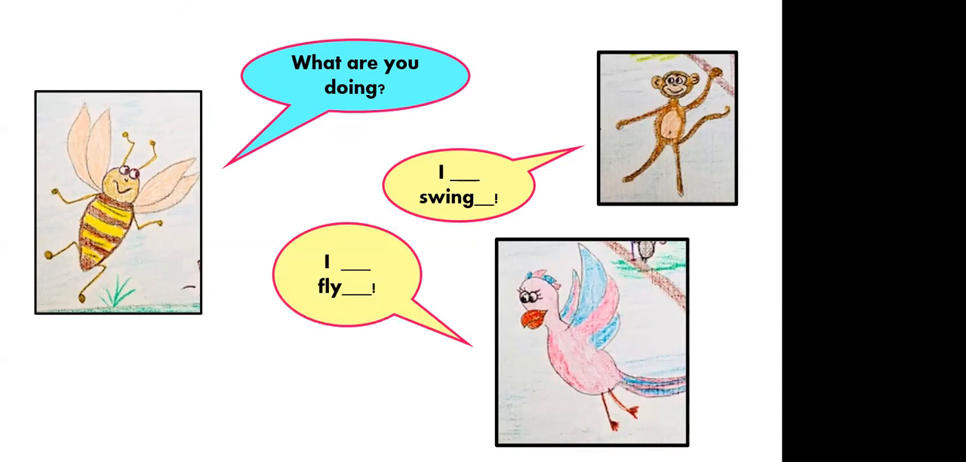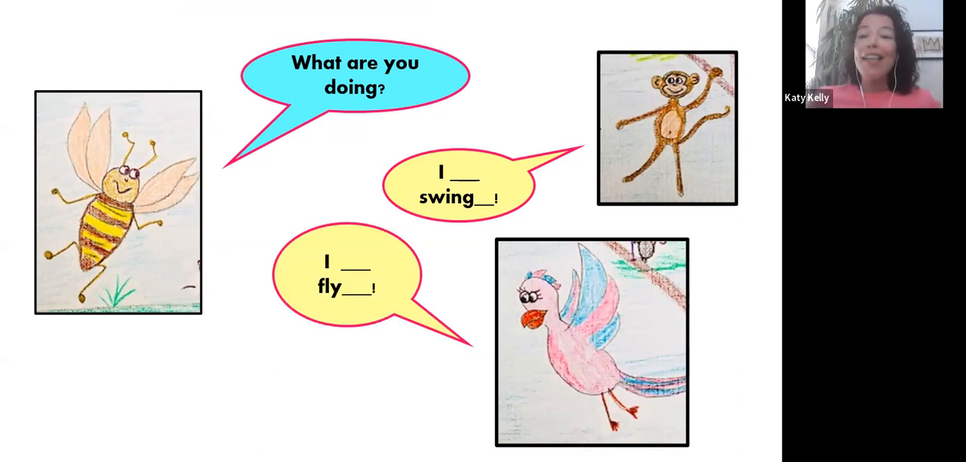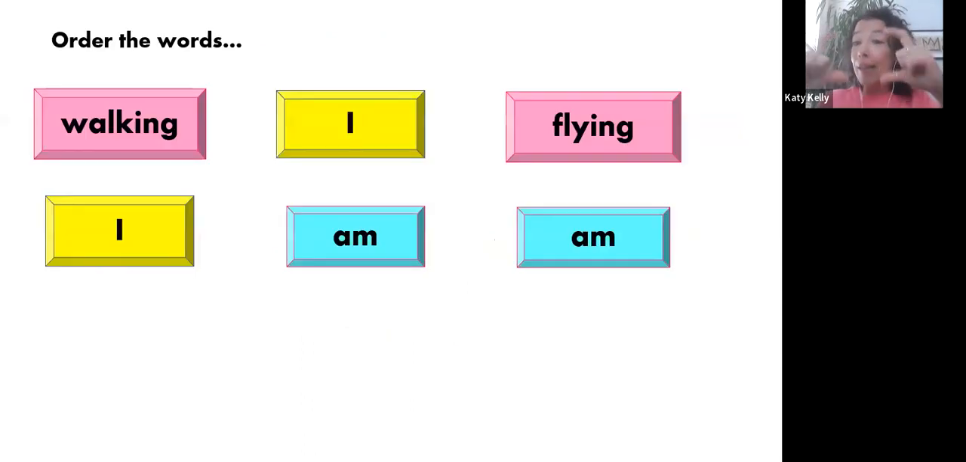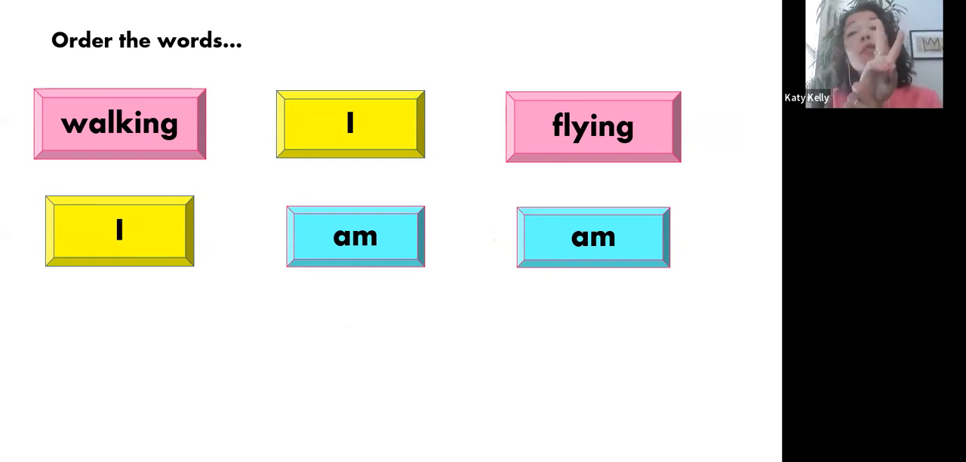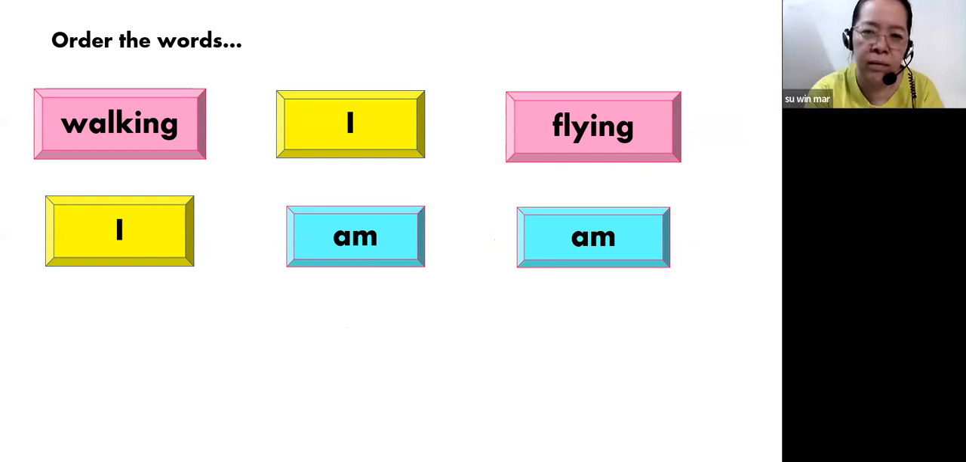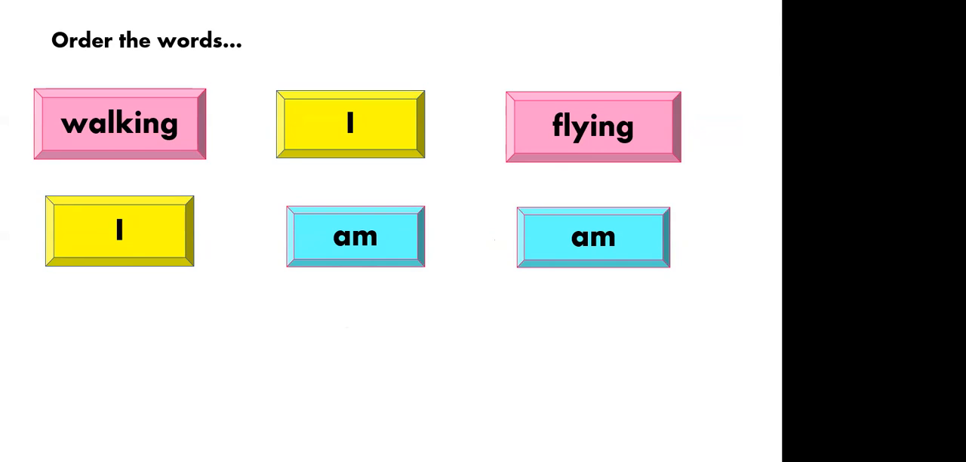I am flying. Excellent. Fantastic. Good job. Okay, let's see what we can do next. So in class, you can give your learners the little cards or blocks like this with the words. See if we can make two sentences. Let's order the words. I am flying. I'm flying. I am walking.